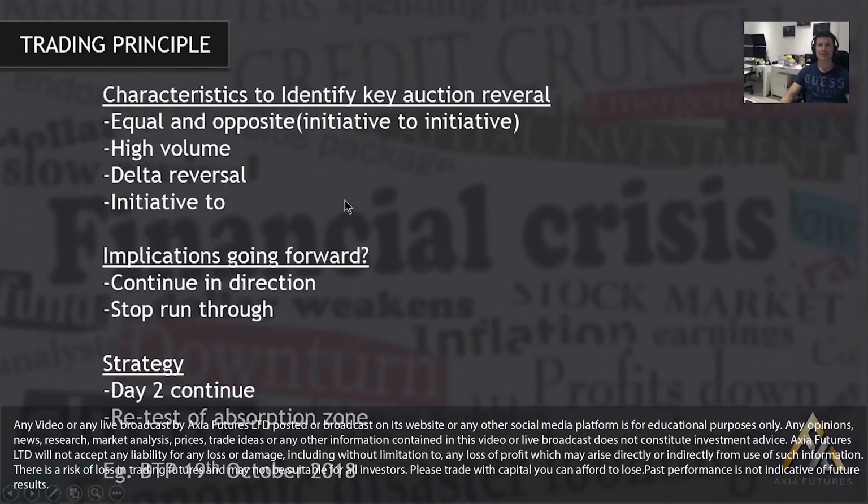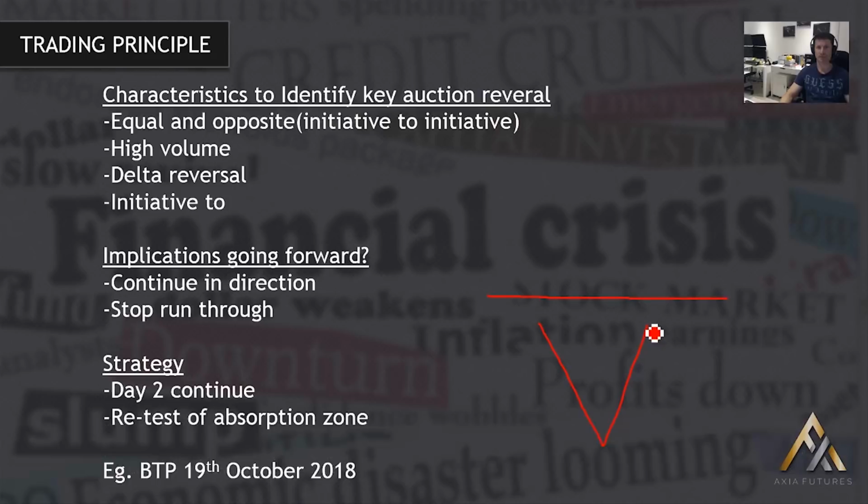The trading principle is all about learning to identify a key auction reversal. Now I'm just going to show you what it looks like. So a key auction reversal tends to look like a V. For those of you who've been following me for a long time, you would have heard me use the word V-shape reversal.